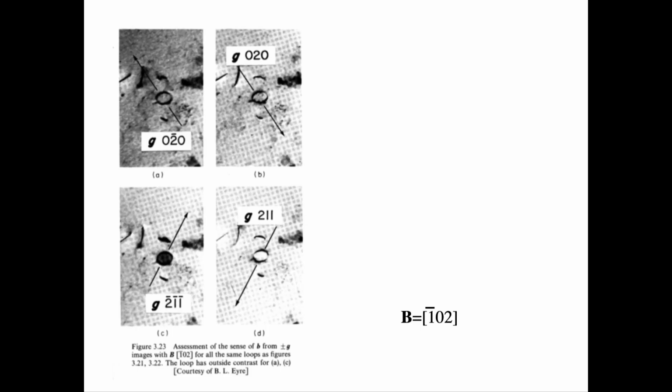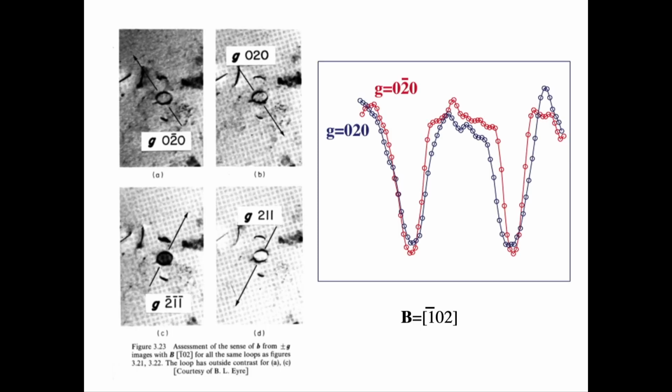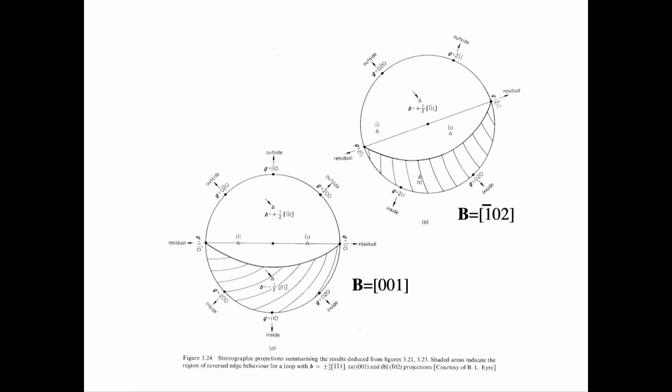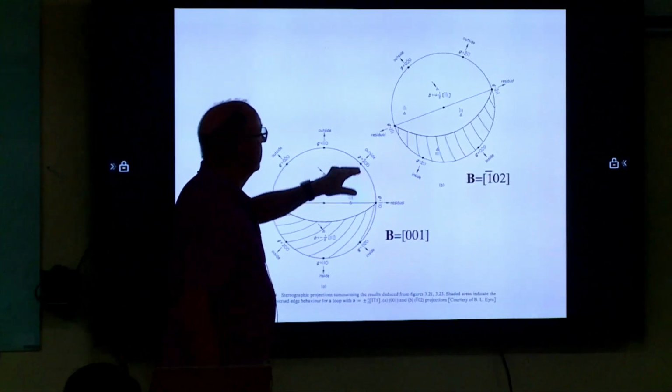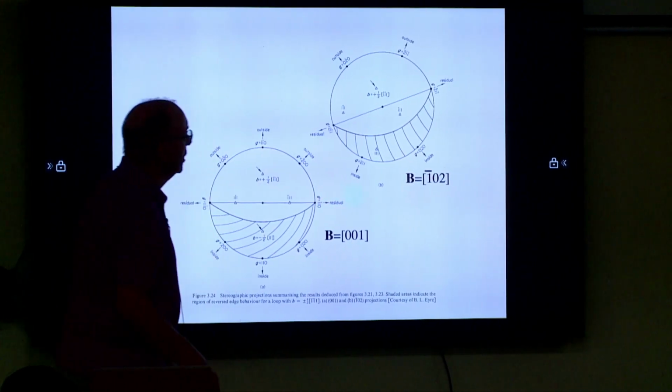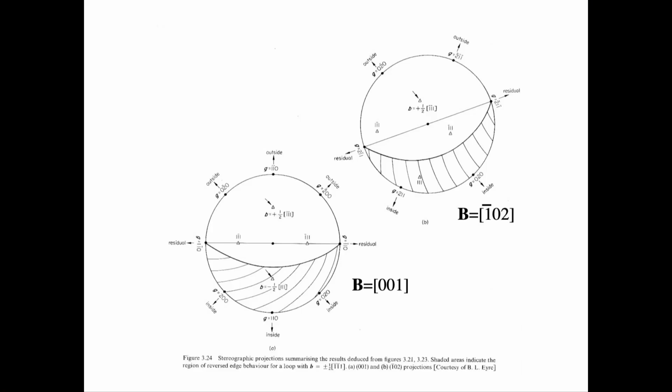Okay, so this was the g 0 bar 2 0 in this bar 1 0 2 beam direction. And what this is saying is that we're in this clear situation with a half bar 1 1 and a half bar 1 1. So just to check that we're not running into some inverted contrast situation.